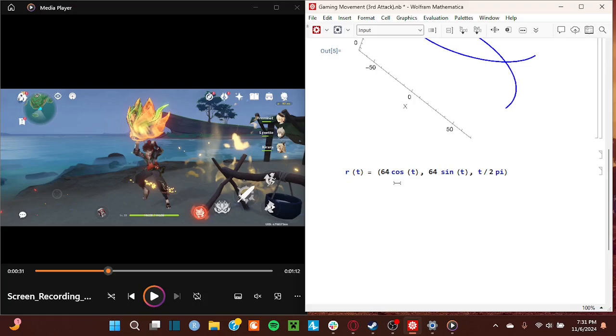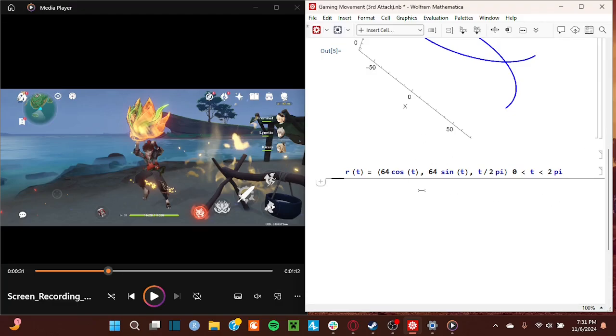So for example, with the values we had here going from the bottom to the top, we would have something like 0 is less than or equal to t, which is less than or equal to 2 pi. What we would do is plug this into here. So like 64 cosine of 0, 64 sine of 0, and then 0 over 2 pi. And that would get us the coordinates of where this is on this graph.